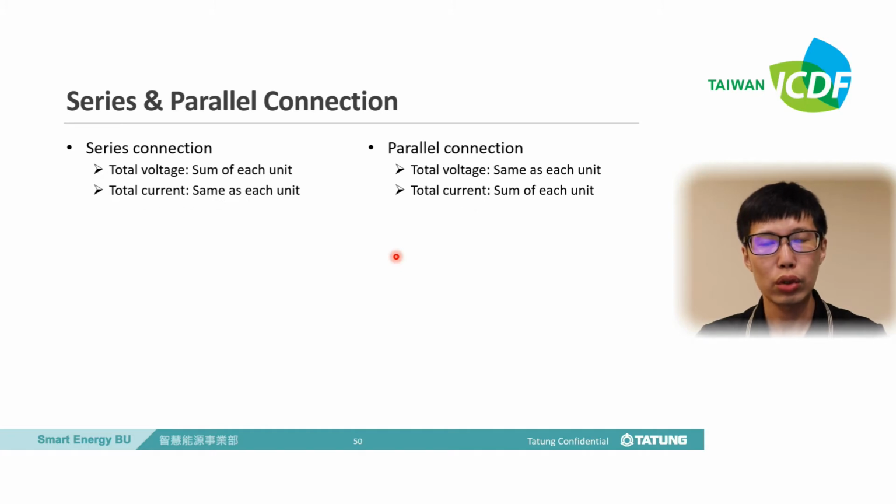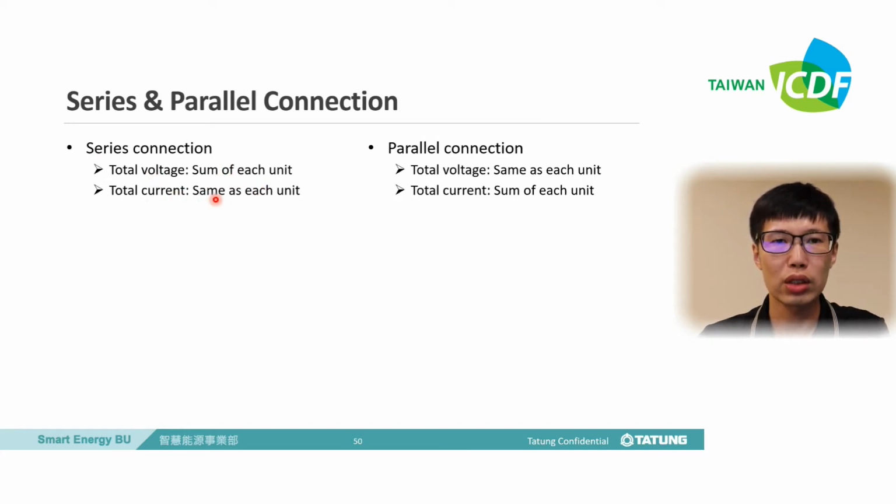And I will introduce what is series connection and parallel connection. In series connection, the total voltage is the sum of each unit, and the total current is the same as each unit. And in parallel connection, the total voltage is the same as each unit, and the total current is the sum of each unit.